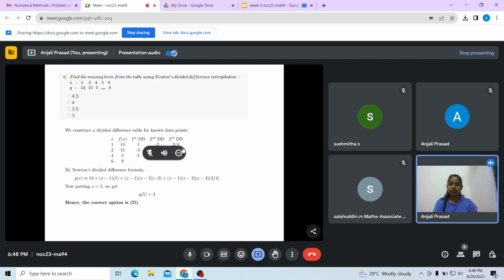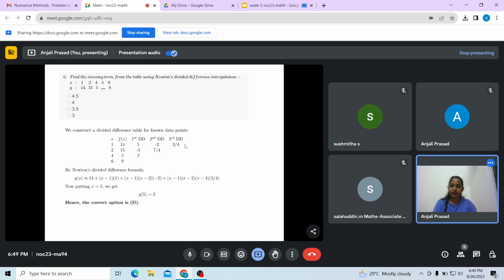Now proceed for the third divided difference column. So for that you will do what? 7 by 4 minus minus 2 in the numerator and in the denominator it will be 6 minus 1. Okay, since it corresponds to these values, x equals 1 and x equals 6. So you will get it as 3 by 4.